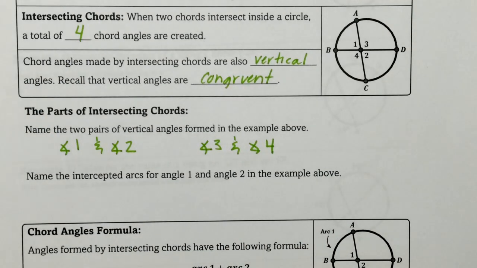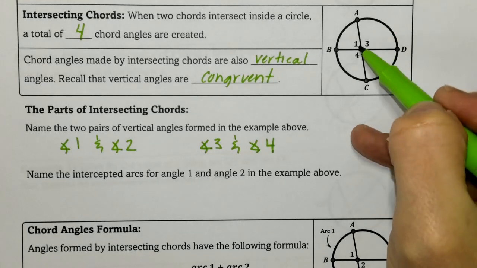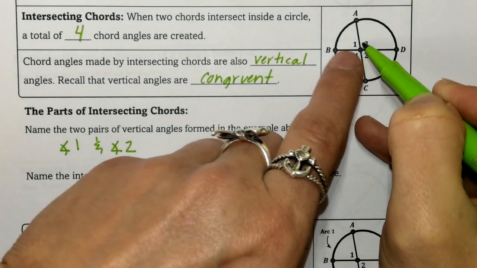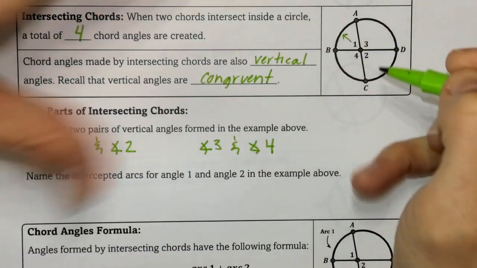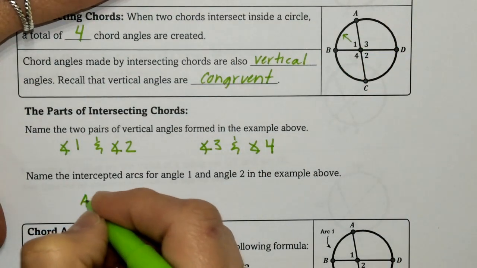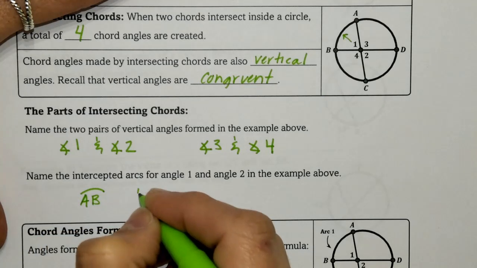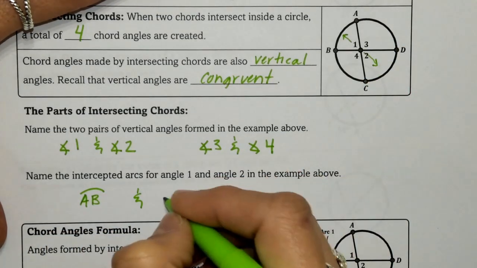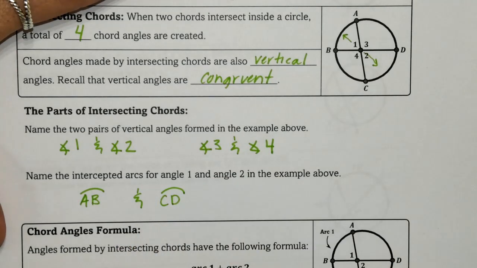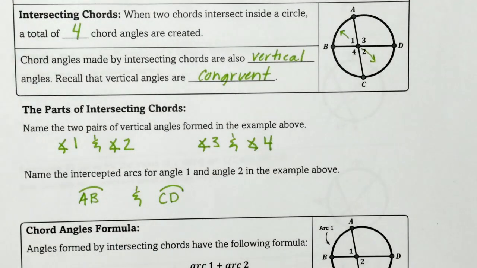Now we want to name the intercepted arcs for angle 1 and 2. What this means is the arc that the angle opens up to. So the arc that angle 1 opens up to, we follow the radii, we're going to have arc AB. Angle 2 will open up to arc CD. So these are the things we're going to be focusing on, those vertical angles and their arcs.